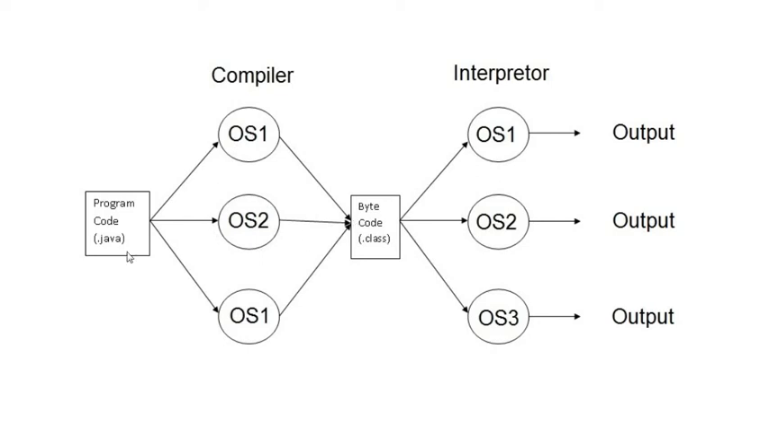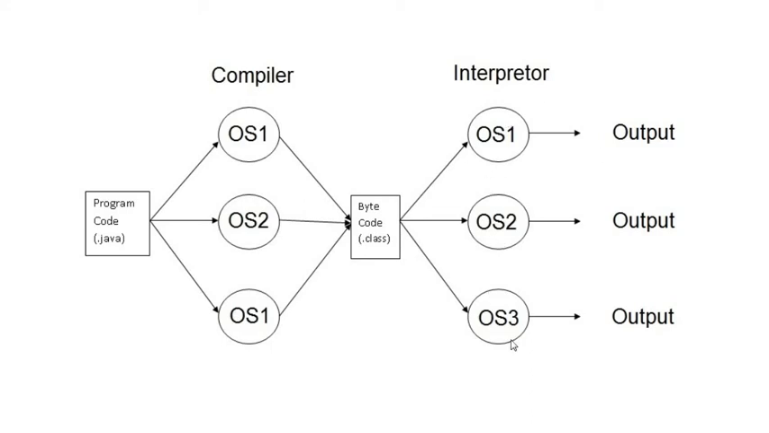Let us suppose there is one program that is written in .java and there are operating systems one, two and three. We compile it and convert it into bytecode. Any computer system which has a JVM uses the same bytecode to run the program. So we can copy or put our bytecode in any of the operating systems, that is OS1, OS2 and OS3.